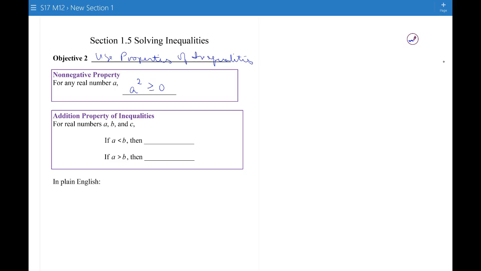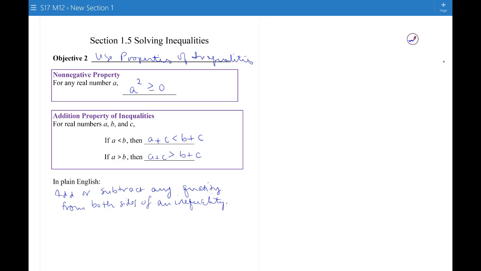The addition property of inequalities says if a is smaller than b, and we add some number c to both sides, the inequality is preserved, or stays the same direction. And if a is greater than b, then still the inequality stays the same direction if you add any quantity you like to both sides. So add or subtract any quantity, so it can be a number or an algebraic expression, from both sides of an inequality. And as usual, we don't say the long part about without changing the solution set.